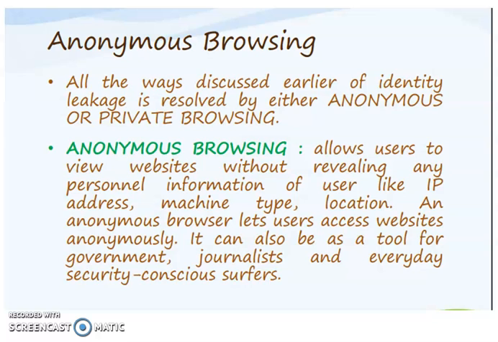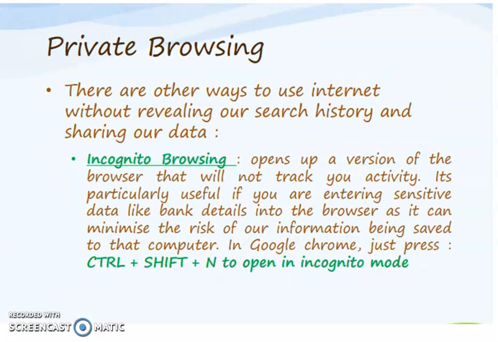First one, anonymous browsing. This type of browsing allows users to view websites without revealing any personal information of the user, like IP address, machine type, location, etc. An anonymous browser lets users access websites anonymously. It can also be used as a tool by governments, journalists, and everyday security-conscious surfers.